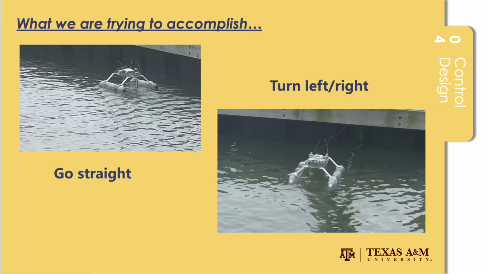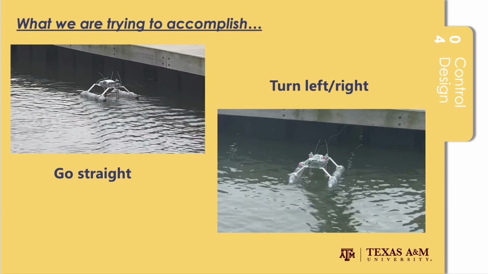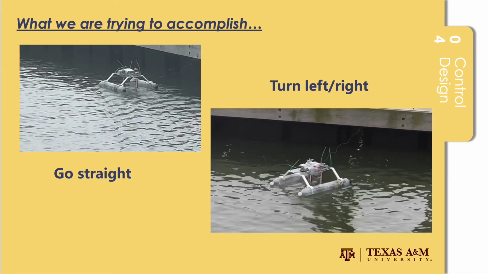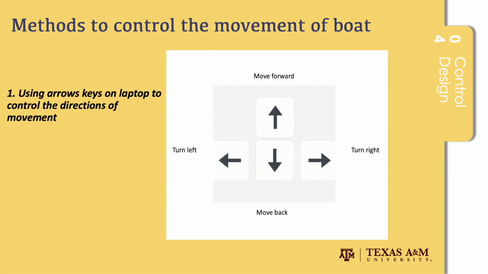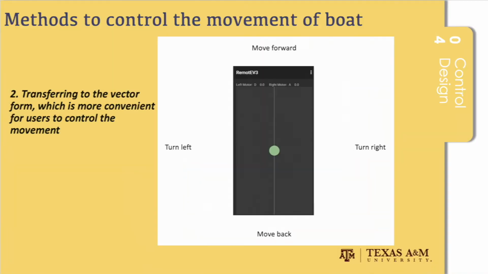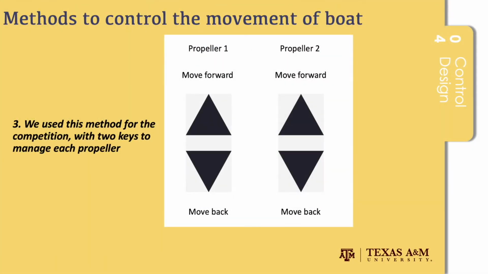What we are trying to accomplish is to make the boat be able to go straight and make turns. There are 3 ways to control the movement of the boat. The first one is by using the fork case. The boat can move forward and backward, turning left and right. The second method is the vector form. We apply the third method for the computation, with 2 keys to manage each propeller.